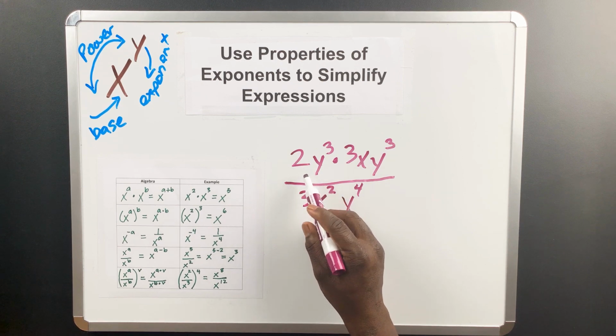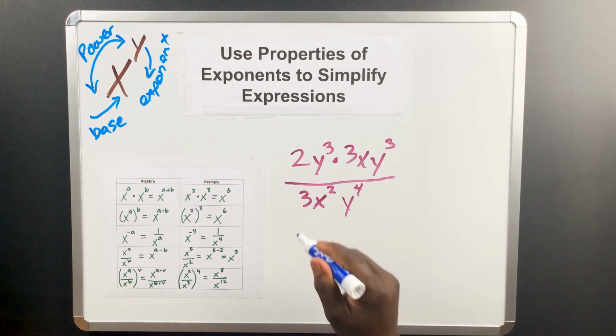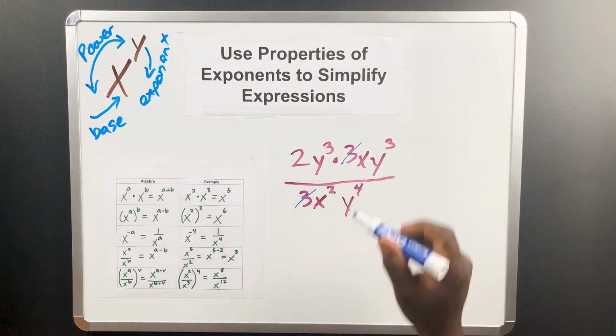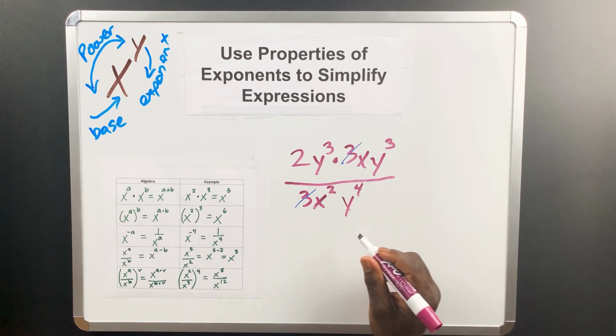Now, I always look and see where we have coefficients, which is the number in front of the variable. I always look to see if I can cross out a coefficient. And I notice that in this case, I can cross the 3's out here and here. So that's great. That simplifies things a little bit.